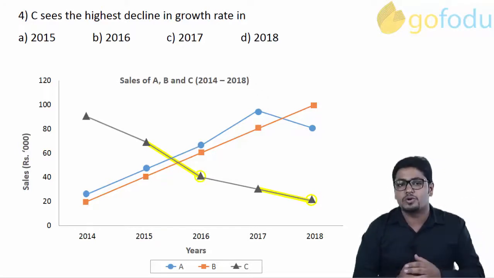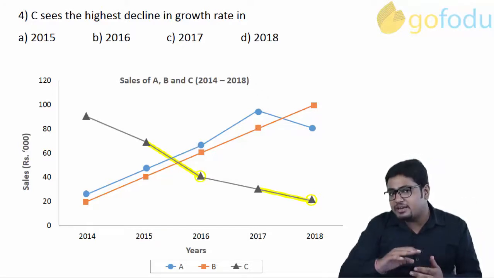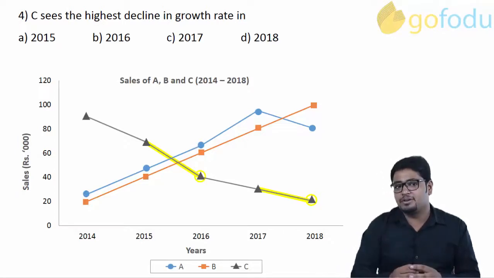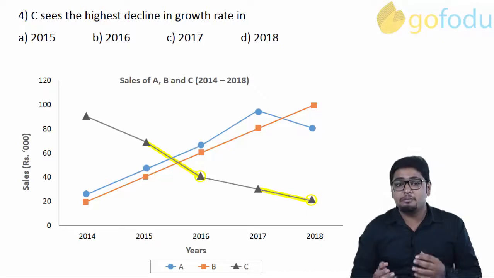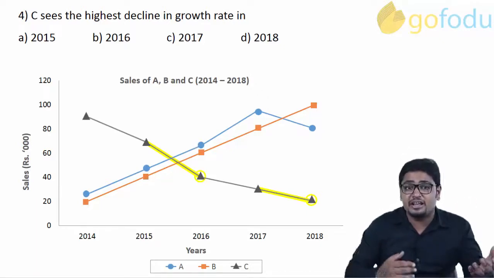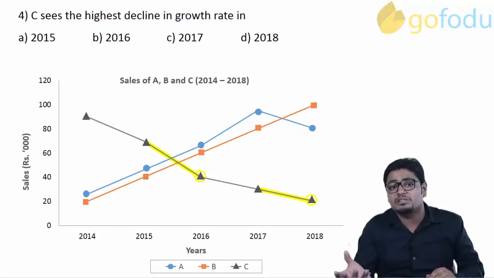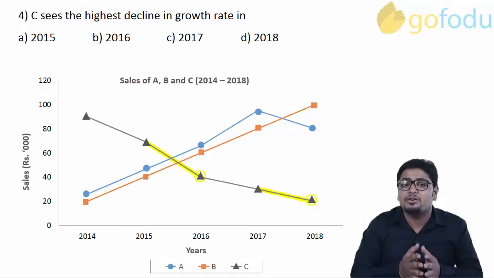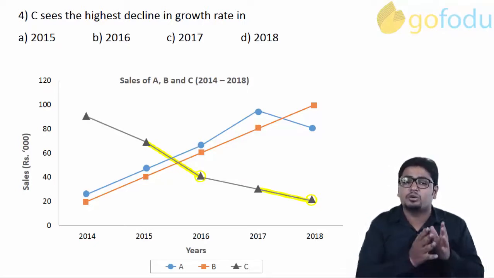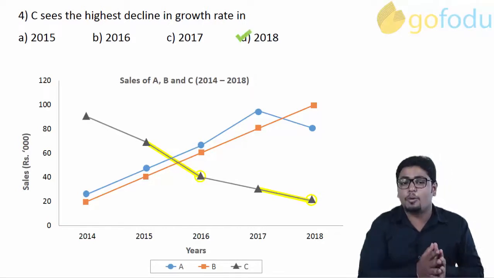You can check it visually. The steepness is almost the same, but the difference in bases is huge. The base in 2016 is double that of 2018. So, the highest decline in growth rate will be in the year 2018. Option D.